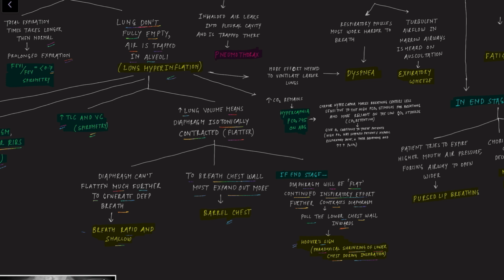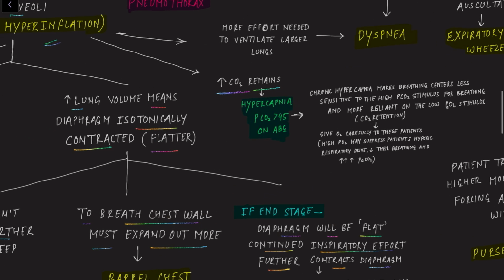Increased lucency of the lung field, decreased lung markings. The lung does not fully empty, air is trapped in the alveoli, so CO2 remains retained. Hypercapnia: partial pressure of CO2 more than 45 on ABG.